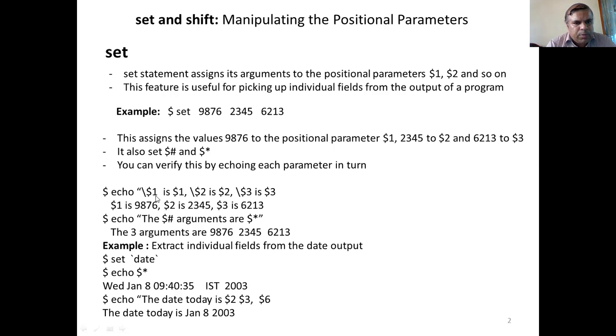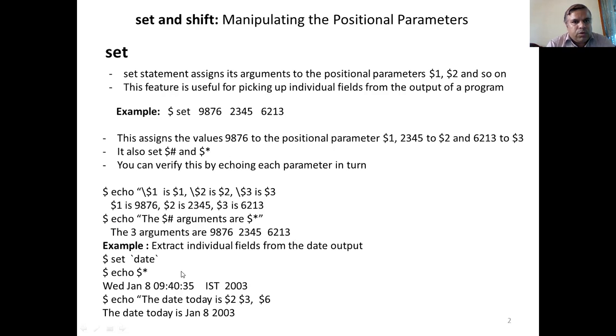So in this example, we have printed the values of the positional parameters $1, $2, $3. Similarly, you can display the values of the variables $# and $*. Again using the echo command: echo, the $# arguments are $*. Output is the 3 arguments. So $# contains the total number of arguments, that is 3. Then arguments are printed as it is, and $* contains all the arguments specified, 9876 2345 6213.